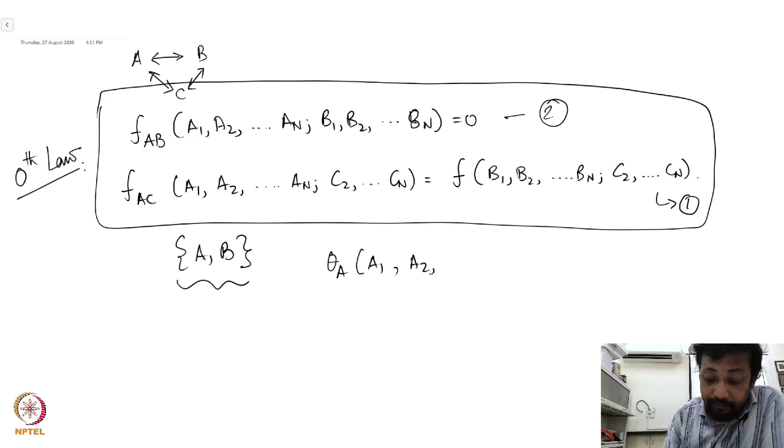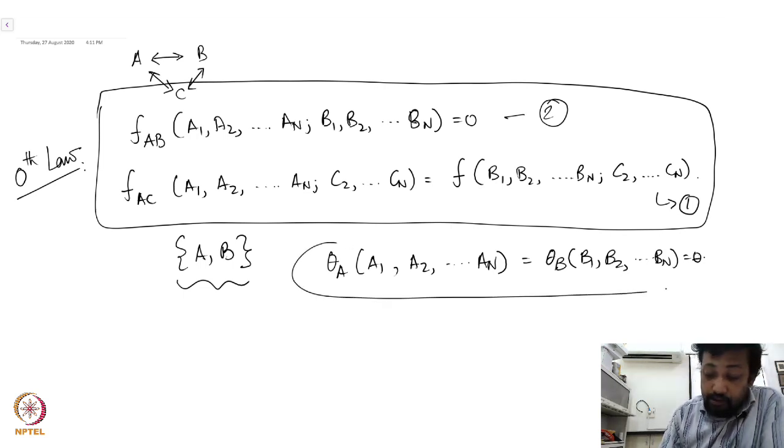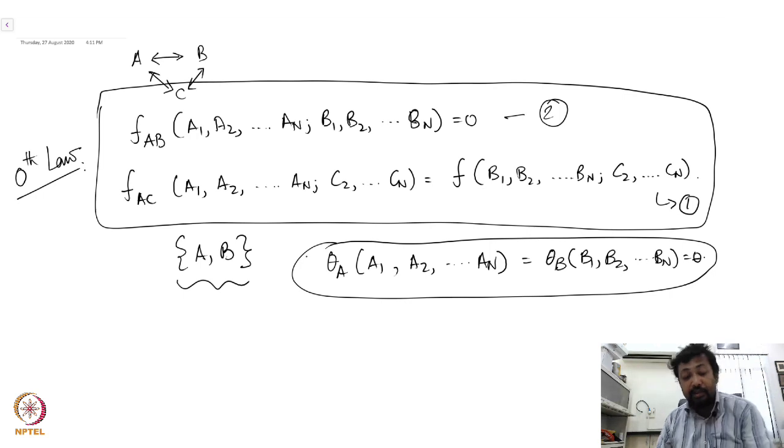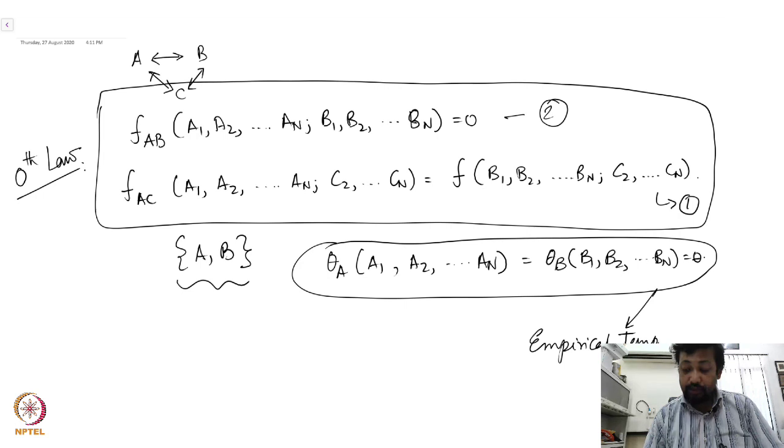Therefore, I must have this one, which essentially means that there is a state function, a function of the thermodynamic variables, that describes the equilibrium state of the system and remains constant, and we call this the empirical temperature. This is the first concept of temperature that enters thermodynamics, and that enters through the zeroth law.